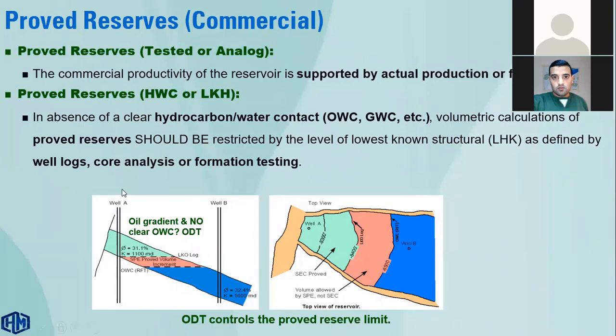As you can see, we have two wells. In well A, we have this oil column. We have an oil gradient without a clear oil-water contact. So in this case, the proved reserve must be limited. This area in green color must be limited to oil down to this point. And after that, if we have a clear oil-water contact, the area will be increased.